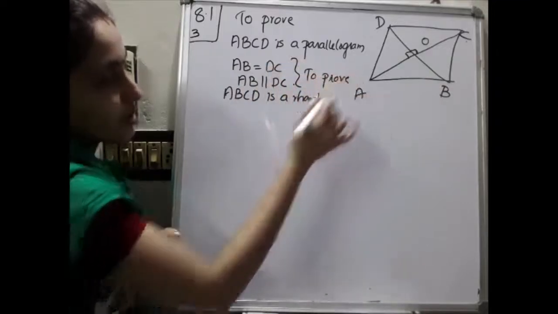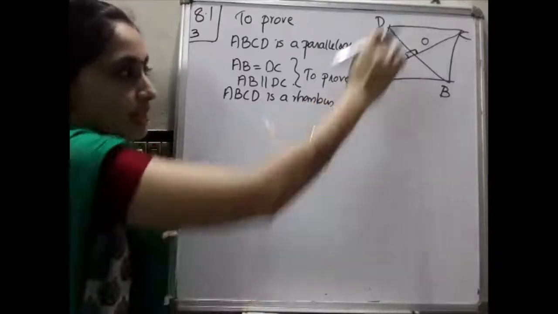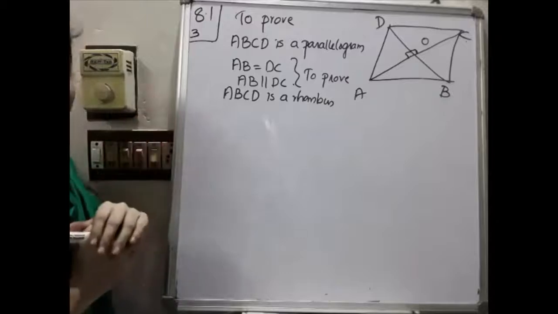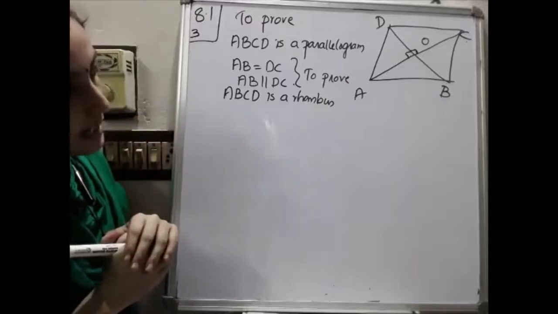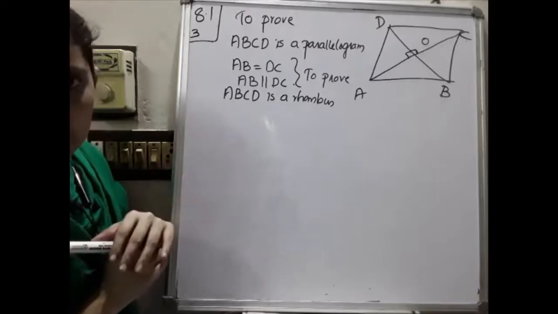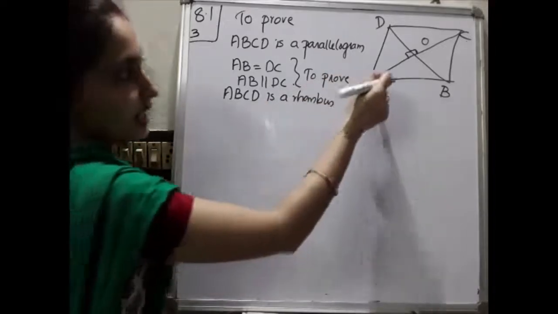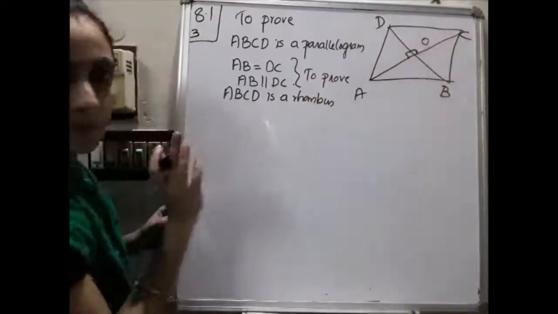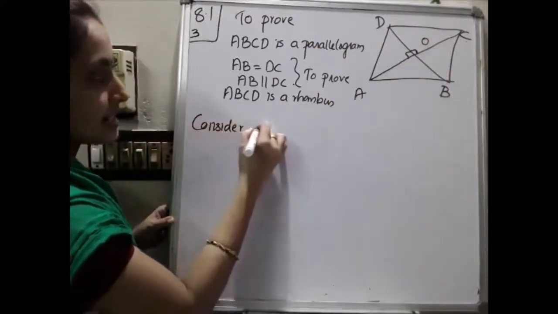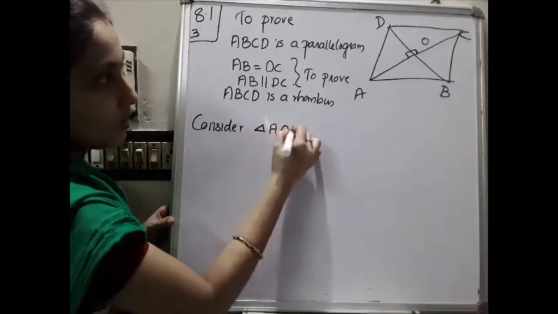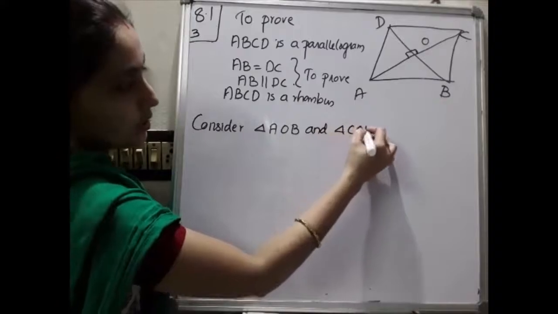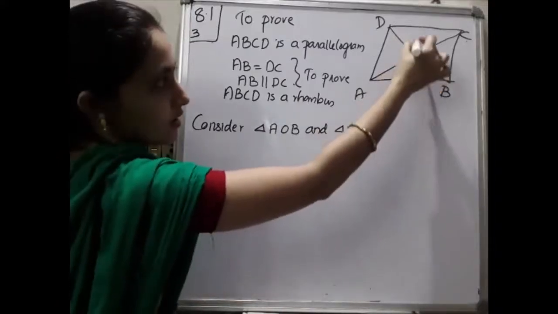When we want to say it is a parallelogram, we have to prove opposite sides are equal and parallel. So this is the only thing you have to prove. So listen here please. We have to consider two triangles. So I will consider triangle AOB and triangle COD. These are the two triangles I will consider. This one and this one.